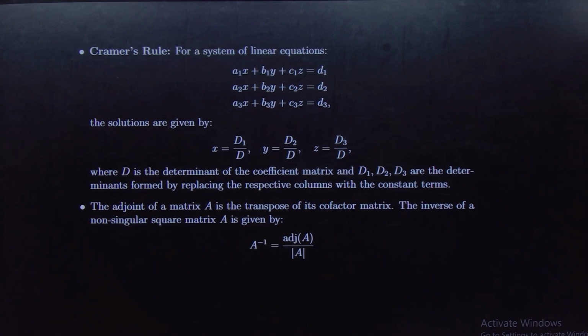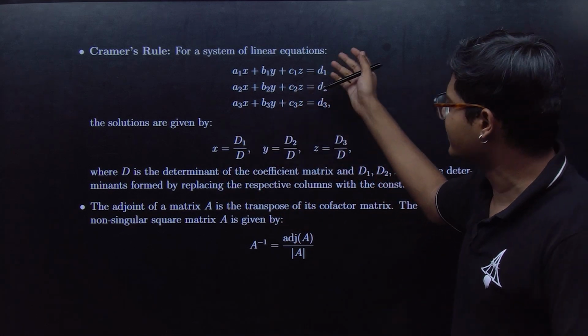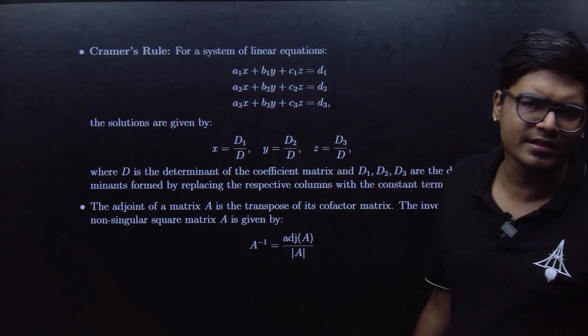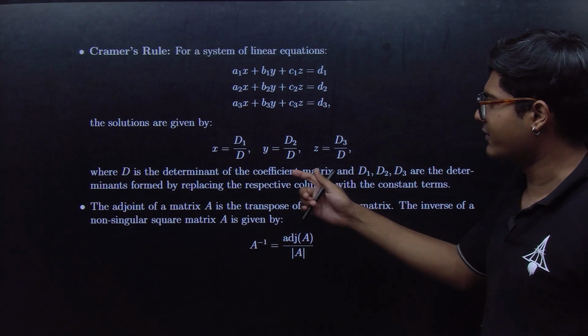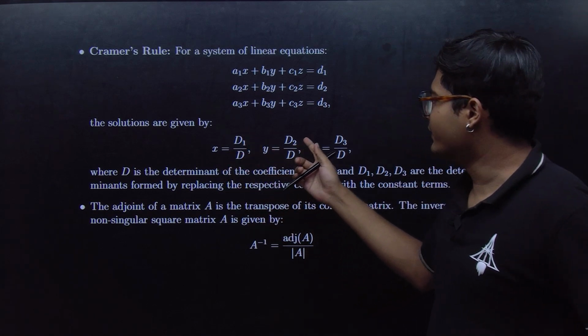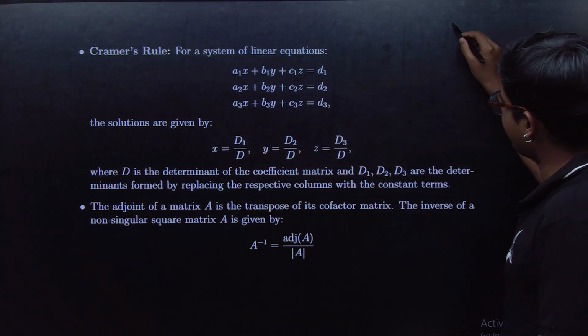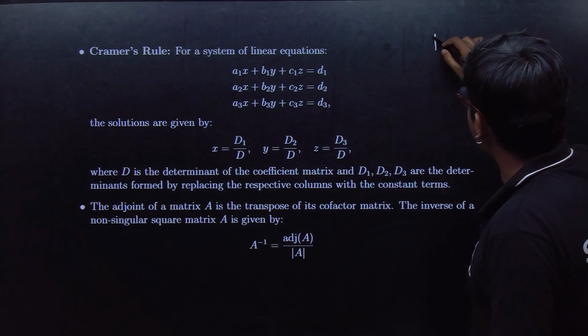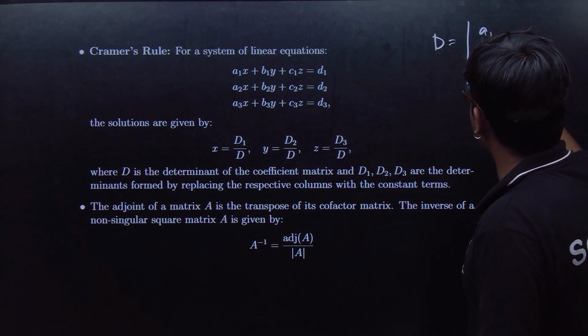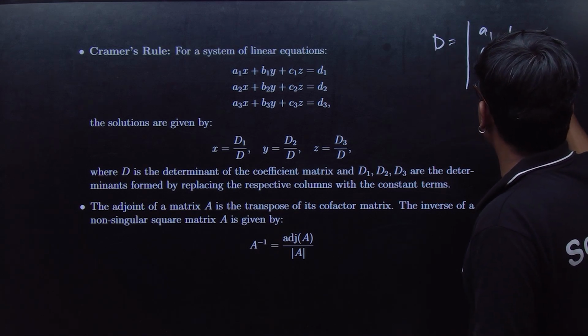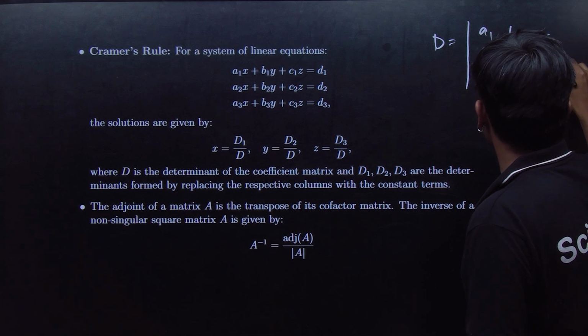Okay. Cramer's rule is basically a way of finding solutions of linear equations, okay? So in this case, we have 3 equations and 3 variables, right? So the solution is given by x equal to d1 by d, y equal to d2 by d, z equal to d3 by d, where d is this determinant, right? D is basically the determinant a1, a2, a3, b1, b2, b3, and c1, c2, c3.